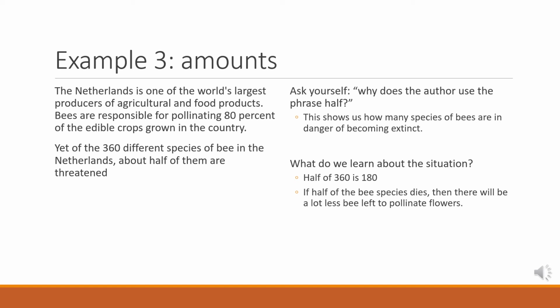I ask myself one more time, why does the author use the number phrase half? Half shows us how many species of bees might become extinct. Sometimes you have to do a little math while you're reading. The author gave us the number 360 and it said that half are threatened. That means half of 360 is 180, and about 180 bee species could possibly become extinct. Again, this is not a good thing because if there are less bees, there will be a problem growing food.